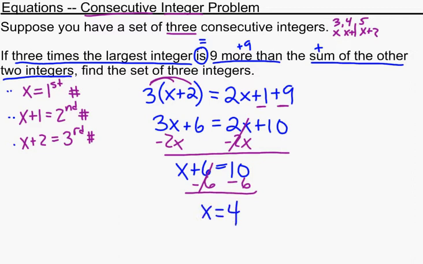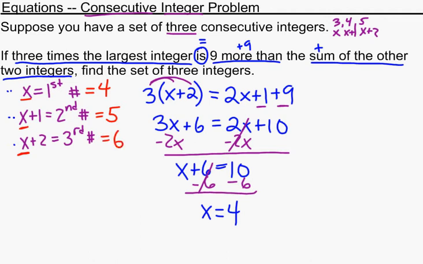Now I need to go through and analyze what this means, because it says find the set of 3 integers. There should be 3 things in my answer. So I look back over here where I defined things in the first place. And I said x equals the first number. So my first number apparently is 4, because he's x. Now plug him in. I take x plus 1, so I get 5 for my second integer. And then I get x plus 2, so 4 plus 2 gives me 6 for my third integer.